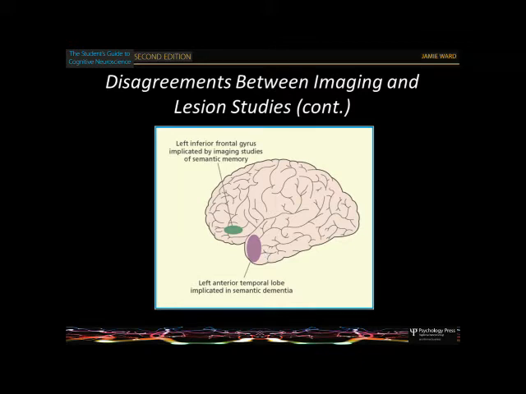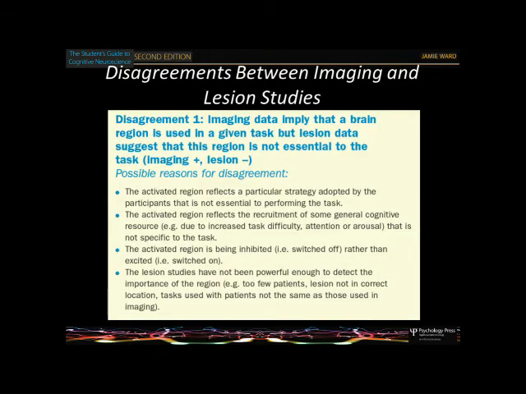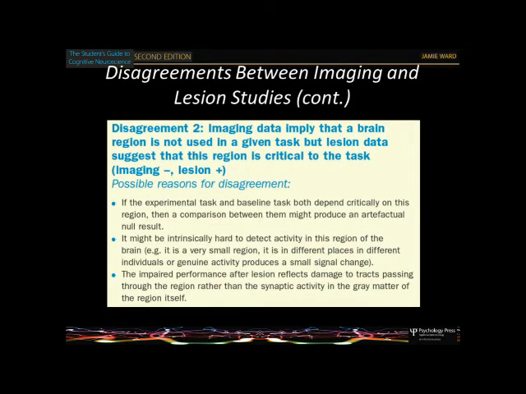And when you explore the imaging data, you say, well, it is involved in semantic retrieval, but it's not involved in all semantic retrieval. When you can get an automatic answer, you don't need that bit of your frontal lobes. When you need to think through what the answer is, you do. So this is basically what is going on here. So you've got two different things going on.